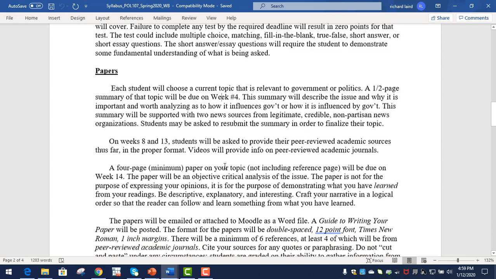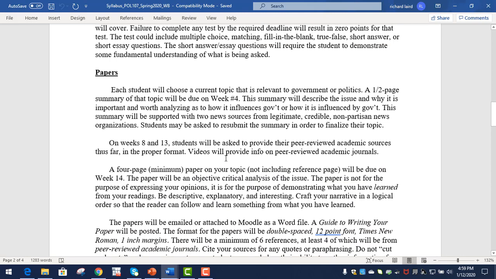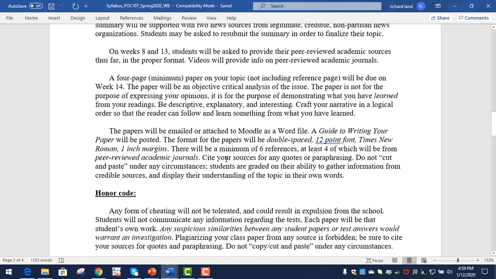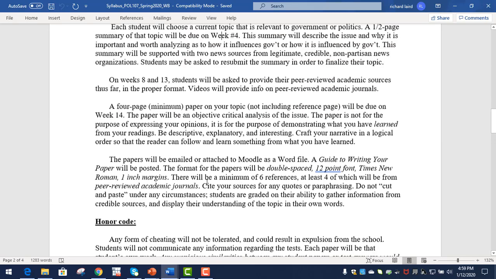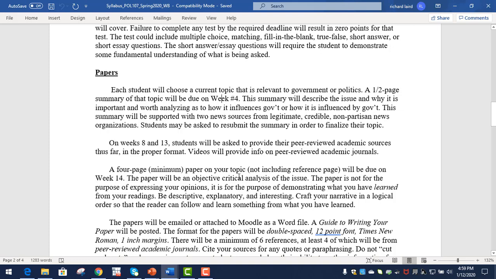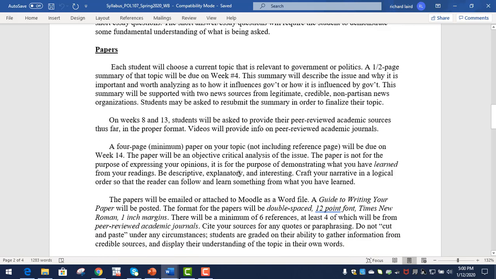Now, there is also going to be a paper for the course, which will be 25% of your grade. We'll look at the grade breakdown here in a few minutes. And I'm not going to dwell a whole lot of time on this because I will be filling you in on more information as we go about the paper.